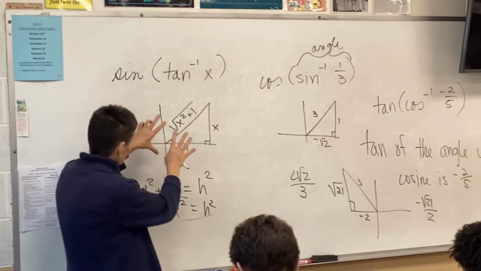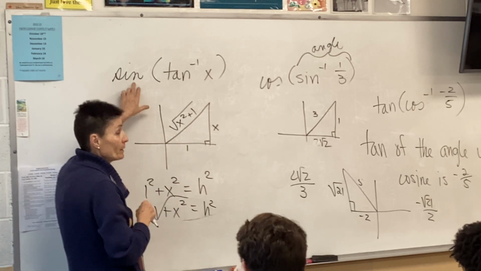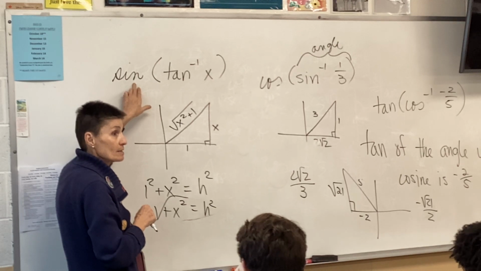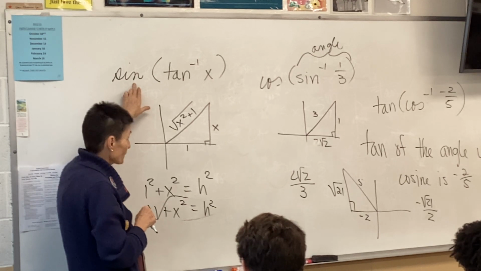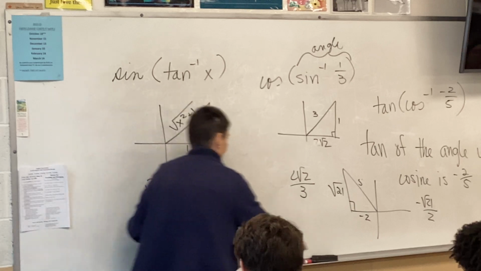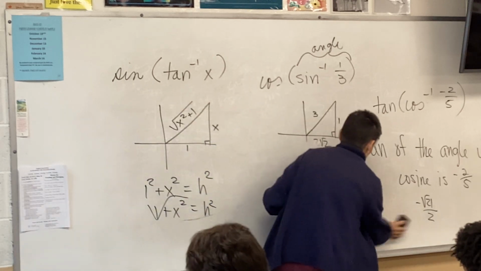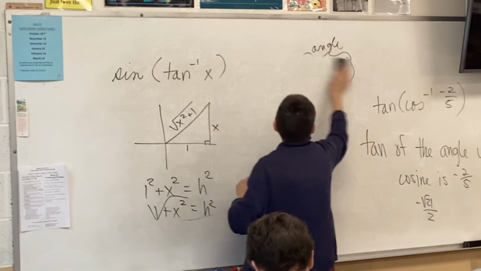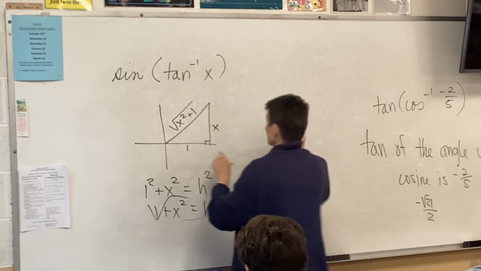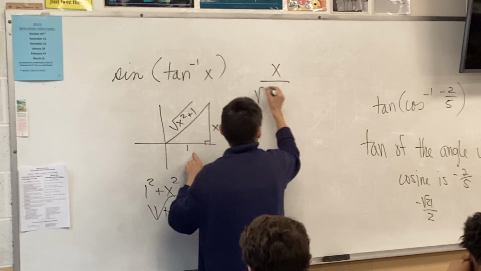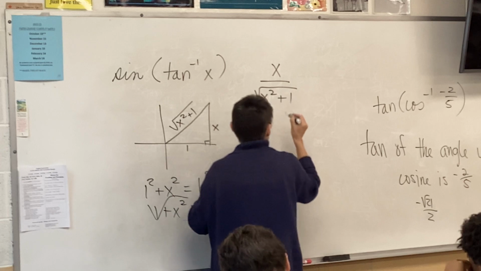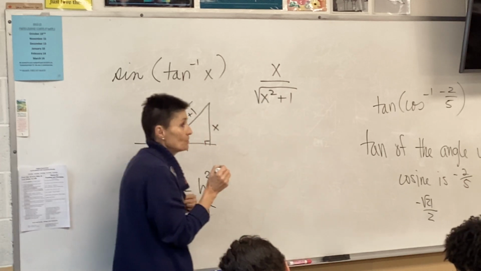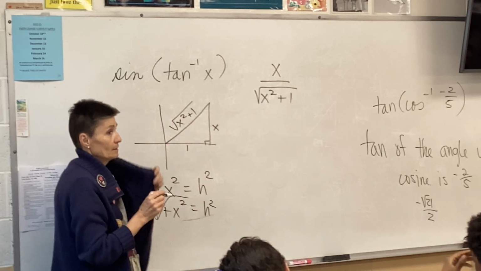Now, I've got a picture drawn, and I want to know the sine. So what would the sine be? Opposite over hypotenuse. And don't worry about rationalizing that. You can just leave that alone.